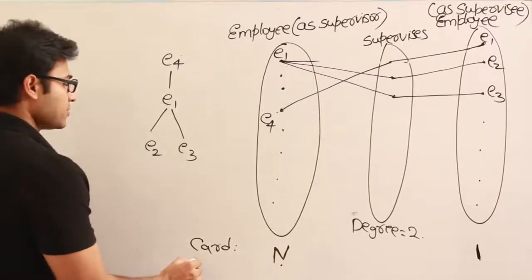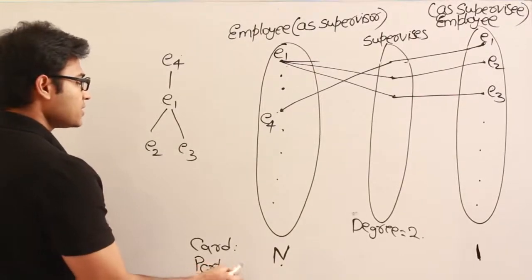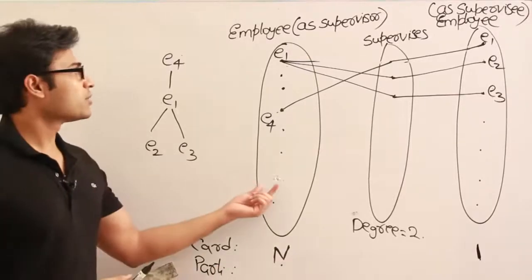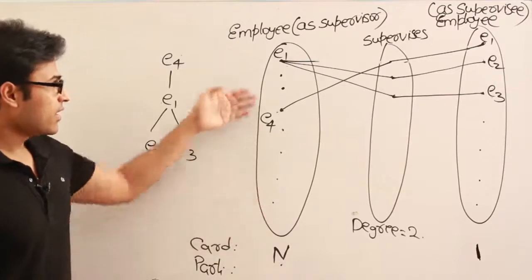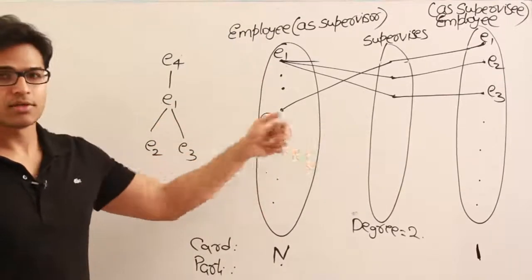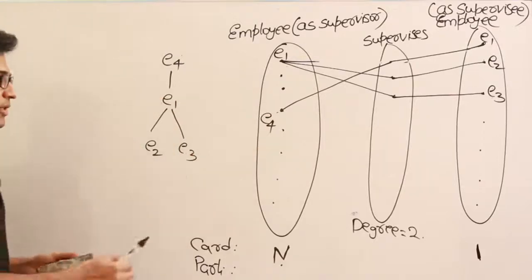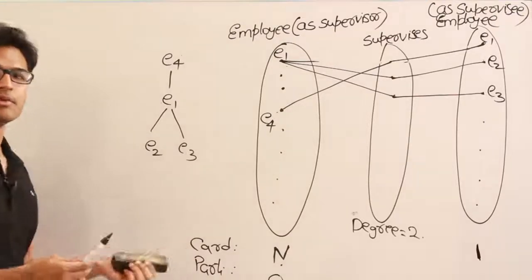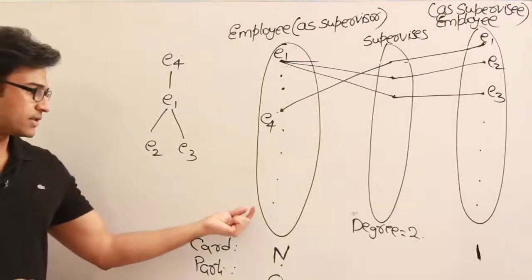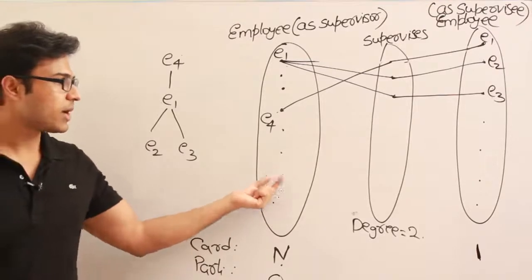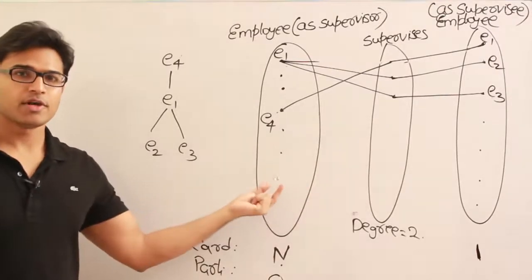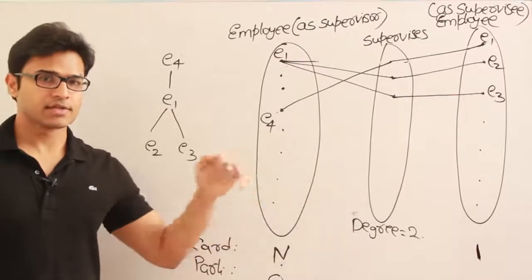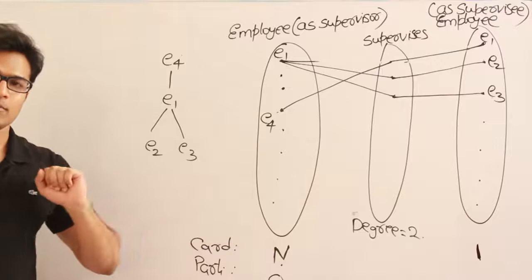And now the next one is participation. Participation says what is the minimum number of relationships an entity can participate in. If you are looking at a supervisor, is it always guaranteed that every employee has to act as a supervisor? Not necessary, right? Therefore the minimum from this side can be 0, which means there can exist an employee who might never supervise any other employee. He is just a bottom level employee, right?